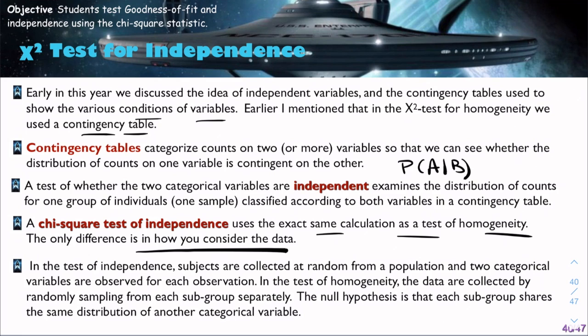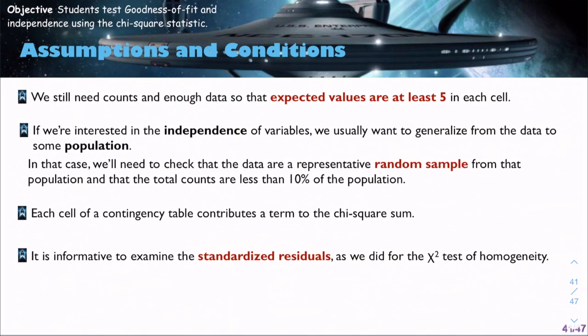In the test of independence, subjects are collected at random from a population, and two categorical variables are observed for each observation. In the test of homogeneity, the data are collected by randomly sampling from each subgroup separately. The null hypothesis is that each subgroup shares the same distribution of another categorical variable. So those are the distinctions.